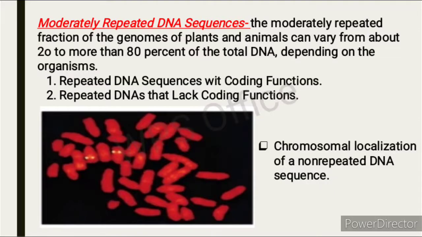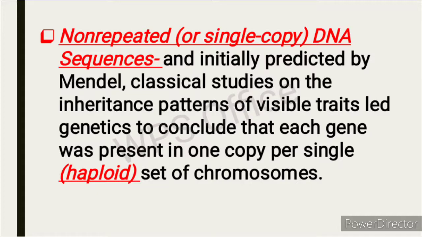Moderately repeated DNA sequences: the moderately repeated fraction of the genomes of plants and animals can vary from about 20 to more than 80% of total DNA, depending on the organism. These include repeated DNA sequences with coding functions and repeated DNAs that lack coding functions. Non-repeated, or single-copy, DNA sequences were initially predicted by Mendel's classical studies on the inheritance patterns of visible traits, which led geneticists to conclude that each gene was present in one copy per single, or haploid, set of chromosomes.